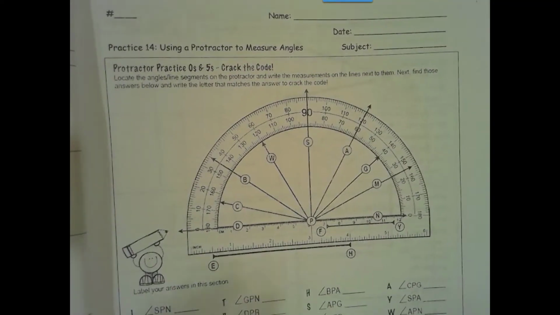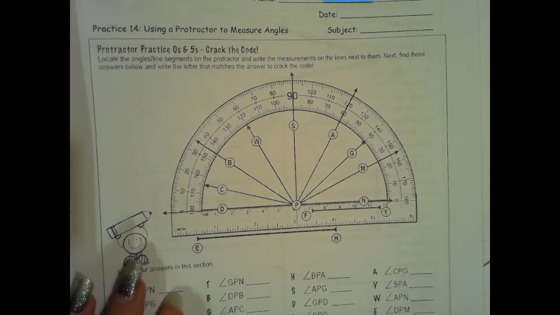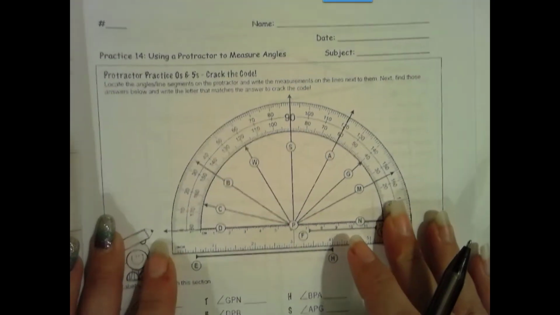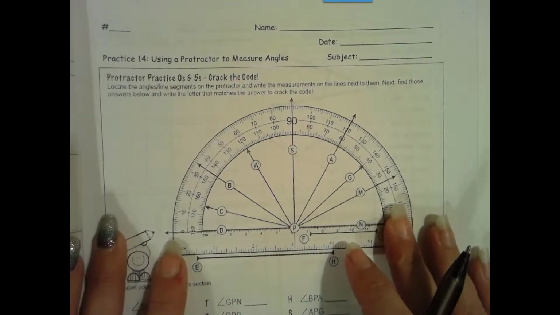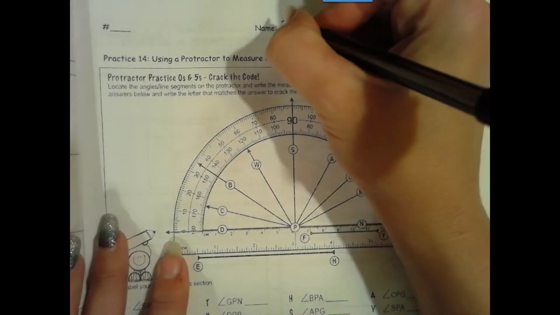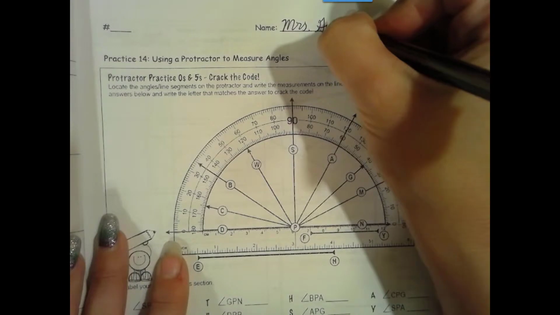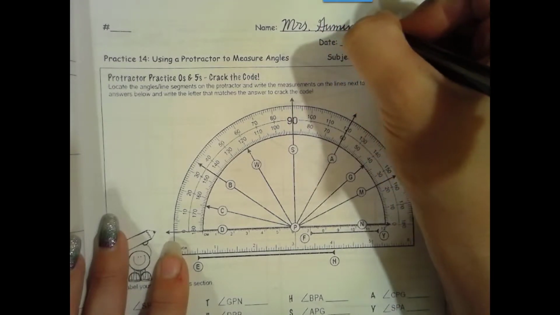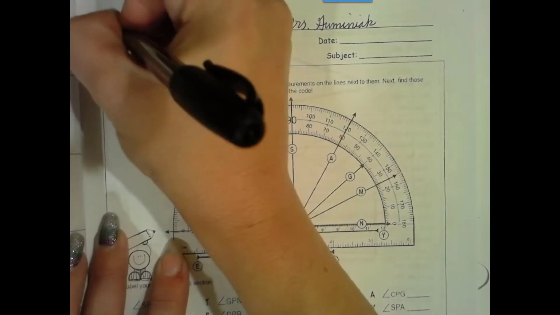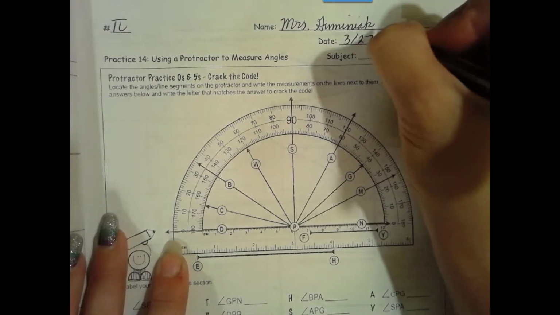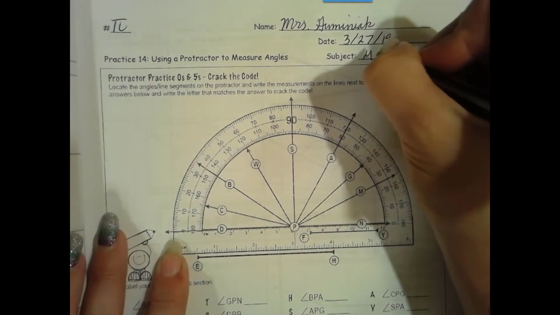Since this is a practice, you want to make sure that you try it first and just use this to check your answers. Okay, so here, first thing we always do, put our heading on: name, number, date. First and last in cursive. Remember to put the date you are working on these notes, not necessarily the date that I am writing. Our subject is math.